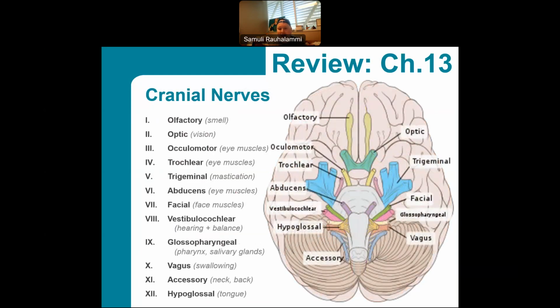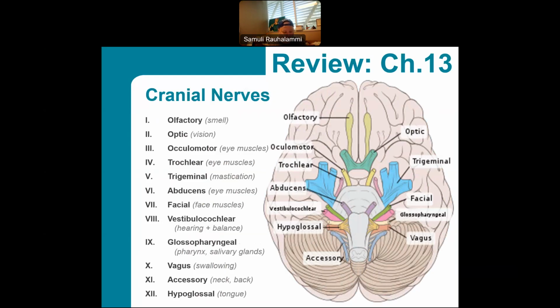But we have 12 cranial nerves. The first cranial nerve is our olfactory nerve. That's to do with the sense of smell. For vision, which is something that we rely on greatly, we actually dedicate a bunch of cranial nerves. We have our optic nerve, which deals with the actual visual impulses. But then we also have 3 cranial nerves that deal with the eye muscles.